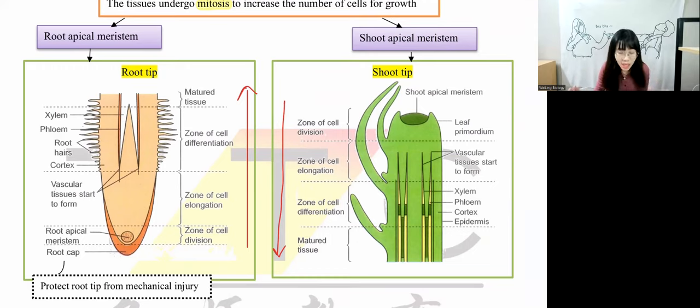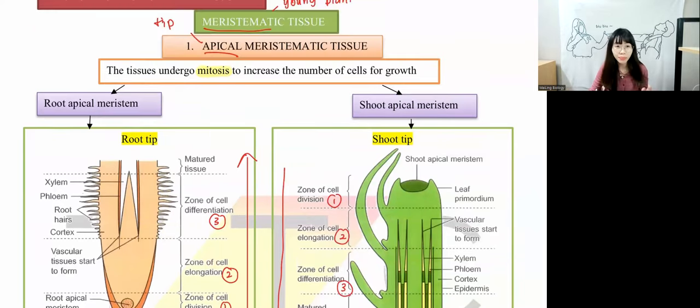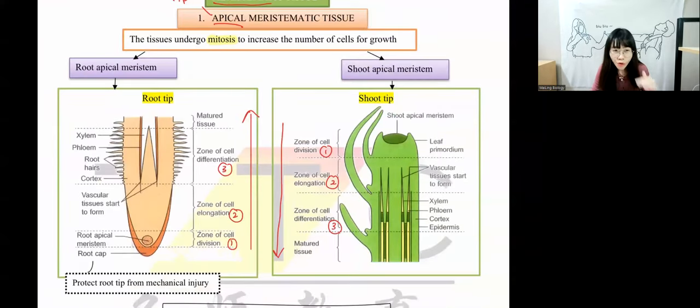Why do we have this sequence? Because we have three different zones. The first zone is called the zone of cell division. The second zone is called the zone of cell elongation. The third zone is called the zone of cell differentiation. We have three zones in total: number one, division; number two, elongation; number three, differentiation. Apical means the tip. So for root apical meristem, we have to know the zones: division, elongation, differentiation.